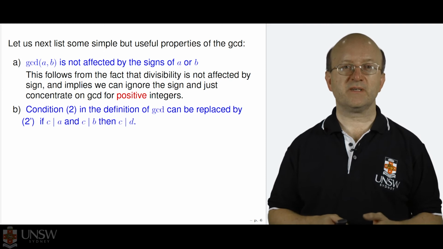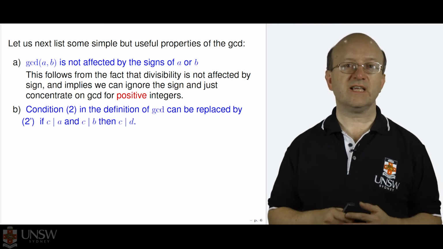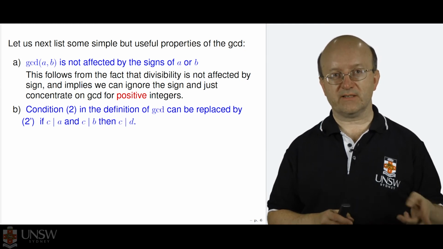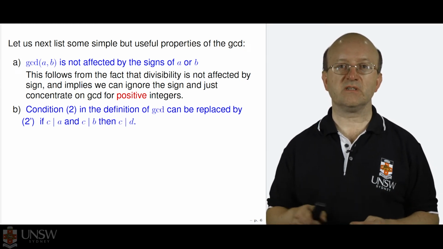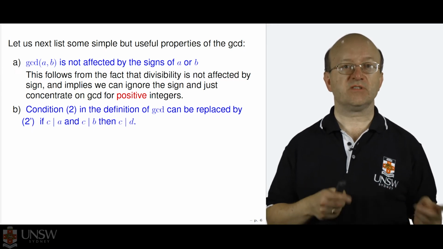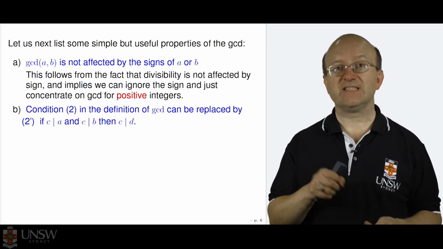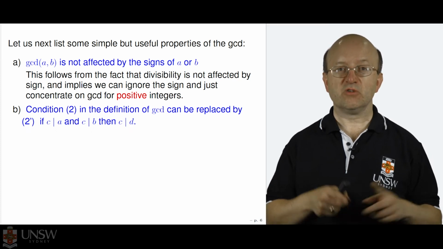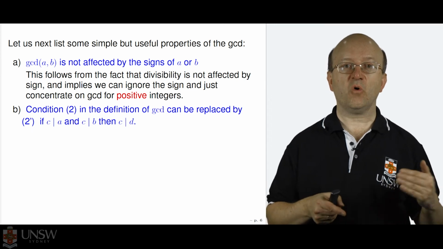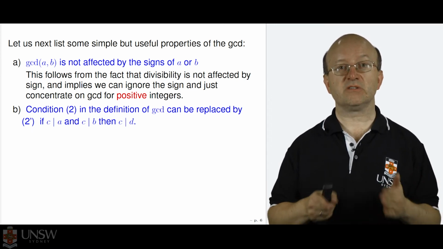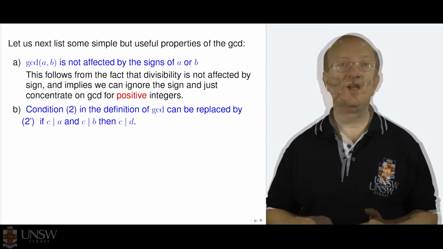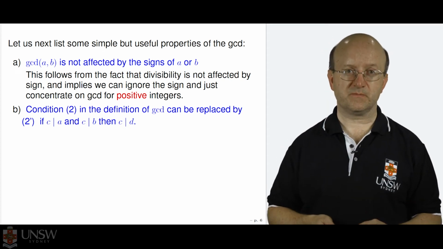Our second useful property is that the second condition in the definition of GCD, if you care to look back at your notes, which was that if C divides A and C divides B, then C is less than or equal to D, can in fact be replaced by what I'm calling 2 dashed. If C divides A and C divides B, then in fact C must divide D. This is the useful property, in fact, that we could build into the definition, that tells us that all common divisors of A and B must in fact divide the greatest common divisor, not just be less than or equal to it. You'll find a proof of this in the problem set.